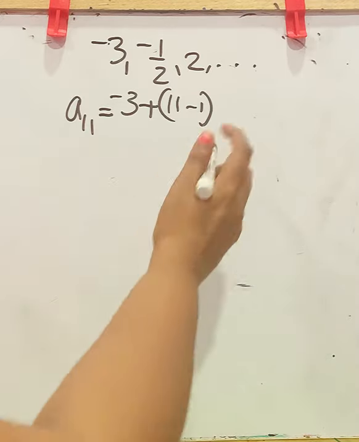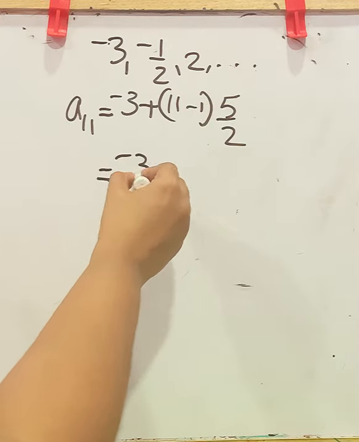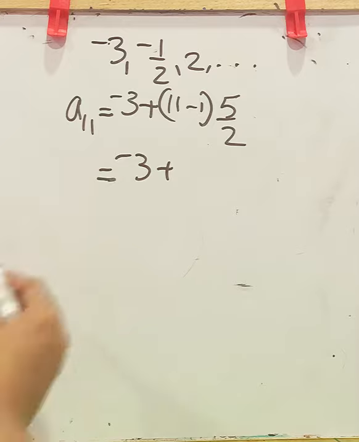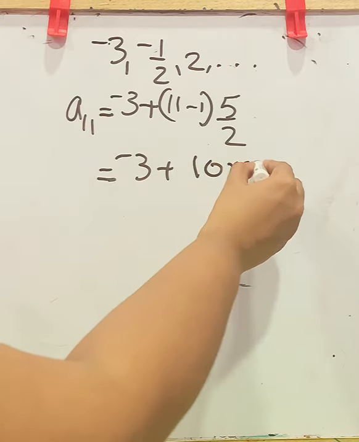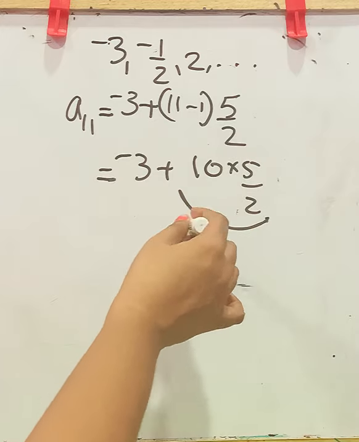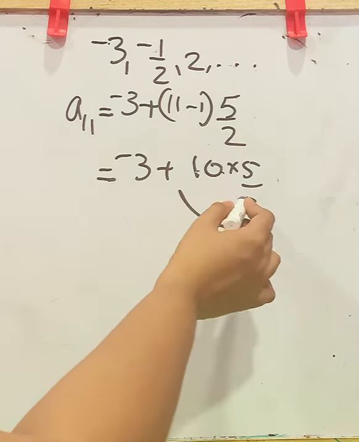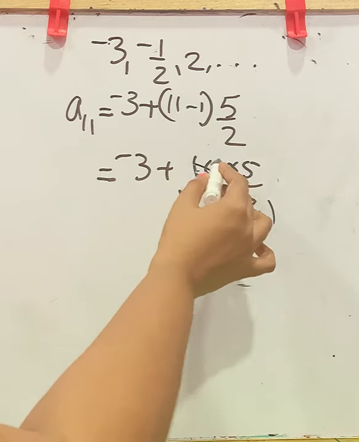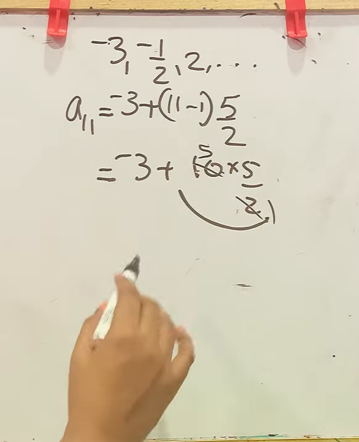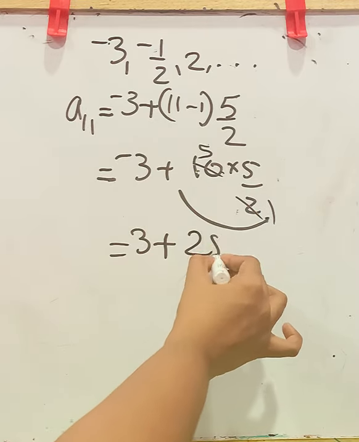This is d. Here we will write into 5 by 2 equal to minus 3 plus 11 minus 1 is 10 into 5 by 2. First you have to do this multiplication. 10 into 5 by 2. 10 is in the numerator and 2 is in the denominator, so you can cut like this. 2 ones are 2, 2 fives are 10. 5 into 5 here. That is negative 3 plus 5 fives are 25.